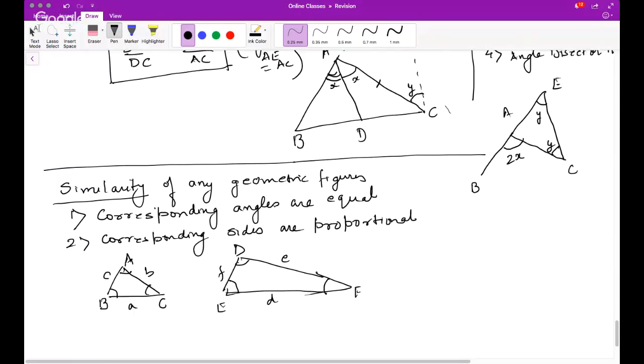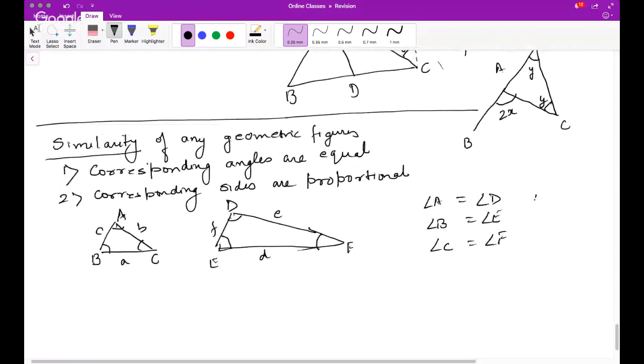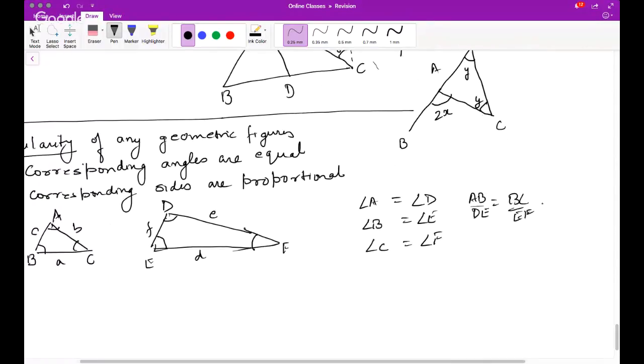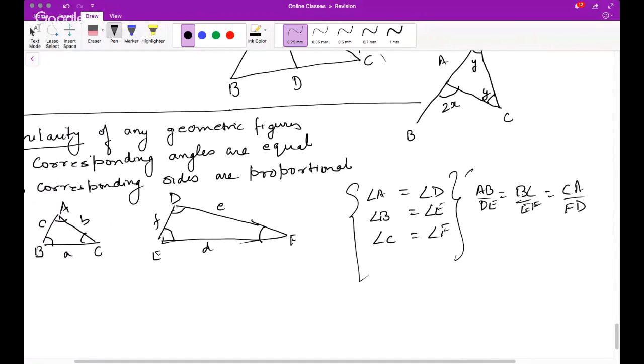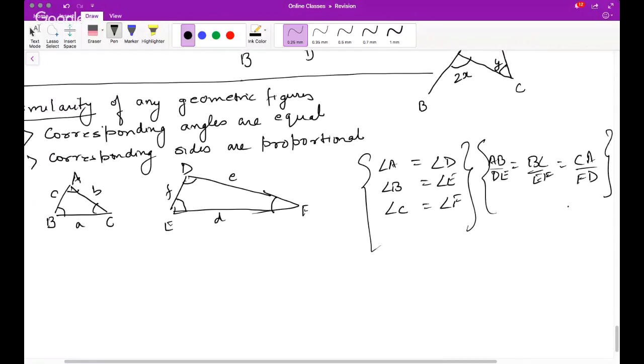So basically, what was the criteria? This is what is meant by correspondence. Angle A must be equal to angle D, angle B must be equal to angle E, and angle C must be equal to angle F. This is one. Secondly, sides should be proportional. That means AB by DE should be equal to BC by EF, which should be equal to CA by FD. So these two criteria must be fulfilled for the two triangles to be similar.